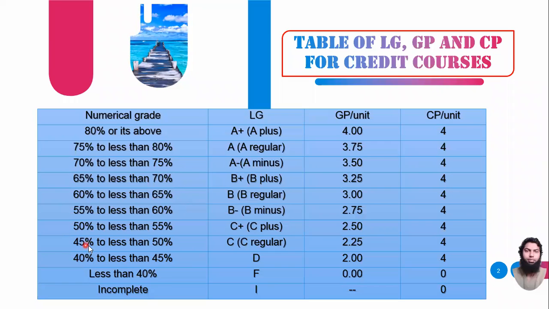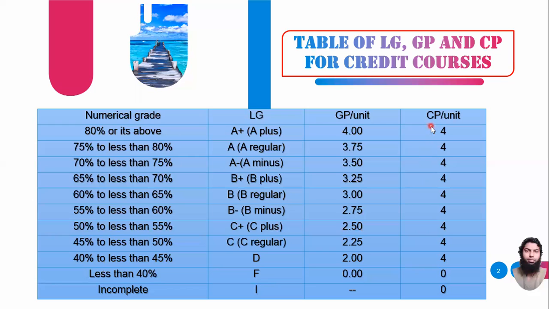Marks with 45 to 49% will have a letter grade C regular and will get grade point 2.25. Marks equal to 40 to 44% will have letter grade D and grade point 2.00. And anyone who gets less than 40% will be recorded as fail and have no grade point. If he or she does not complete the courses, she or he will get I.